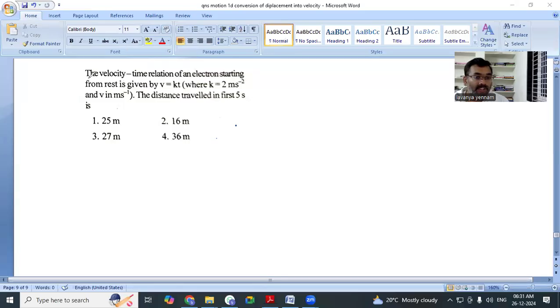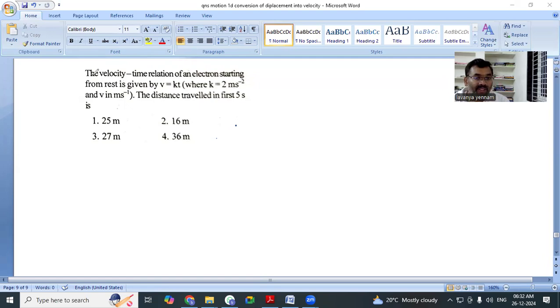Yes, students. In this question, we are learning about the conversion of velocity into distance. In the previous sessions, we have learned displacement into velocity, velocity into acceleration. Those conversions we have learned. There we use differentiation. In this, we are learning about the conversion of velocity into displacement. In this case, we have to use integration.